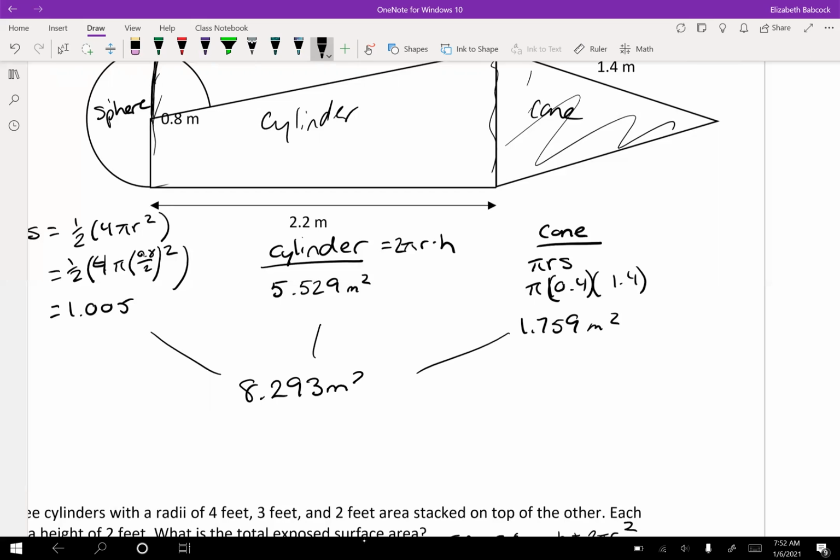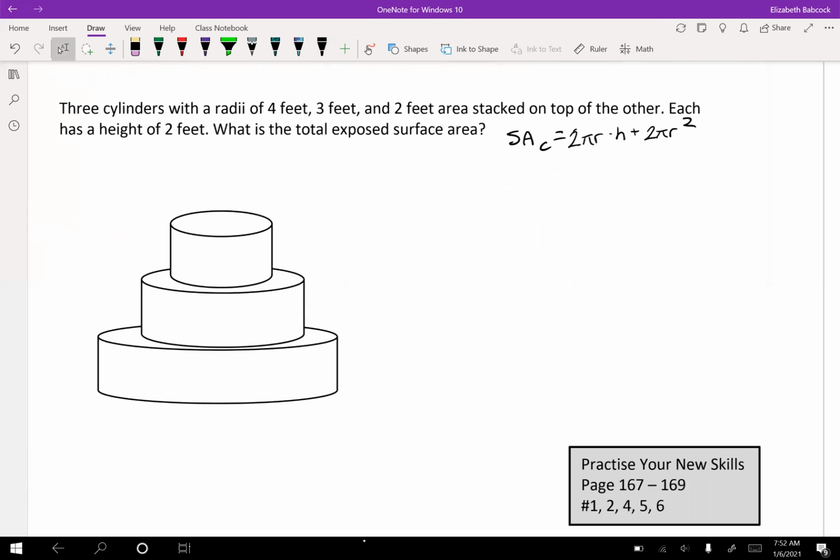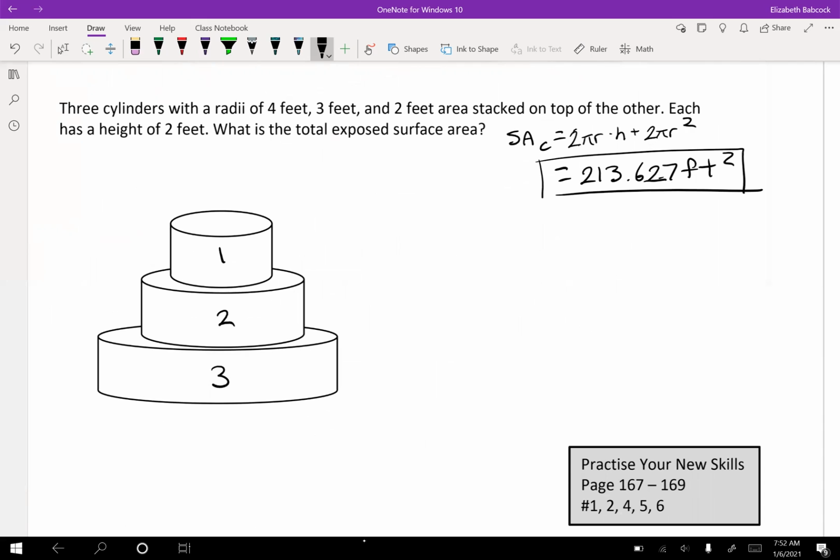Okay, with this last one, I want you to try it on your own and see if you can figure it out. I will give you the answer. See if you can get there. Surface area is equal to 213.627 feet squared. Remember, identify the shapes separately and then take out the overlap.